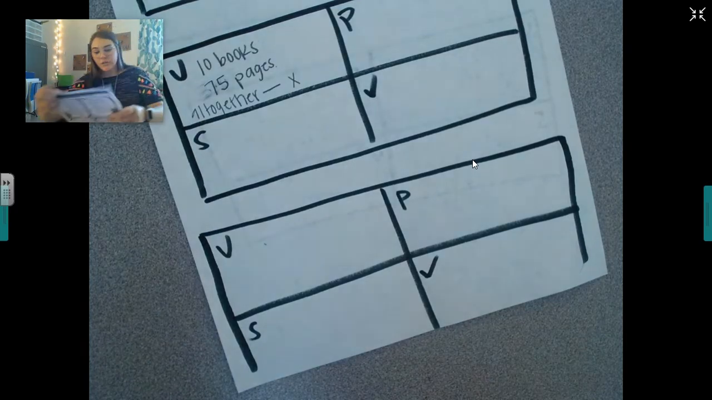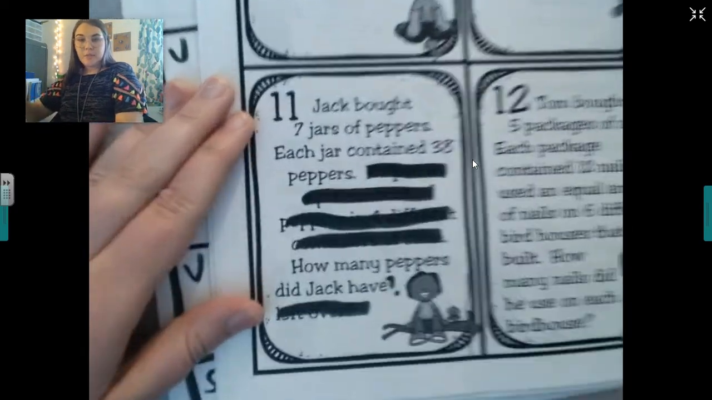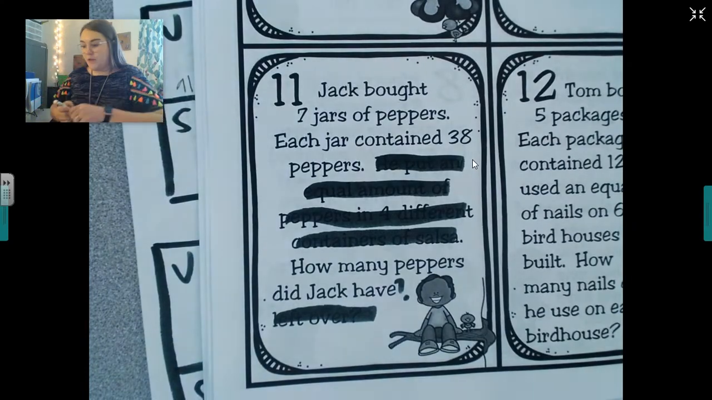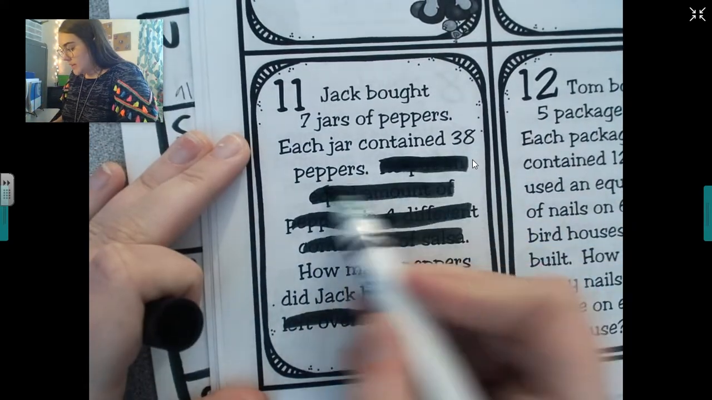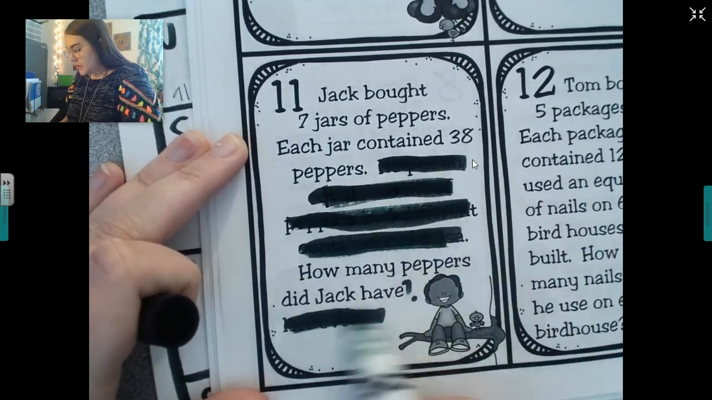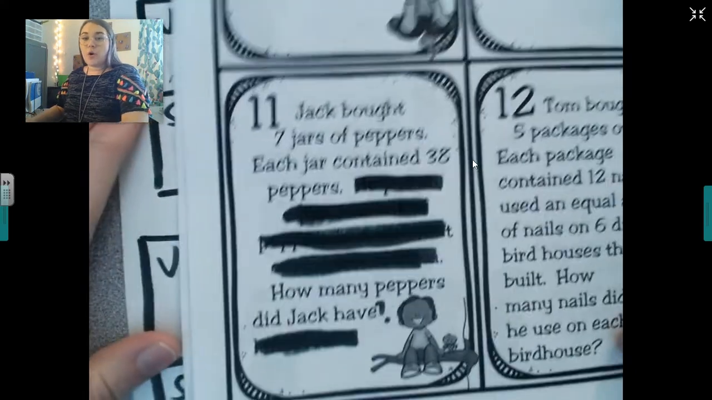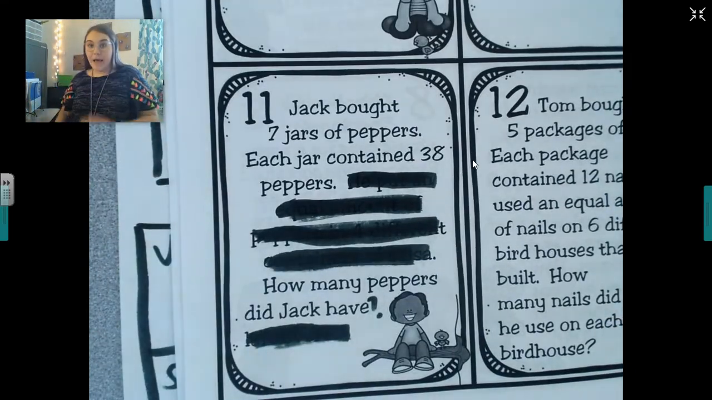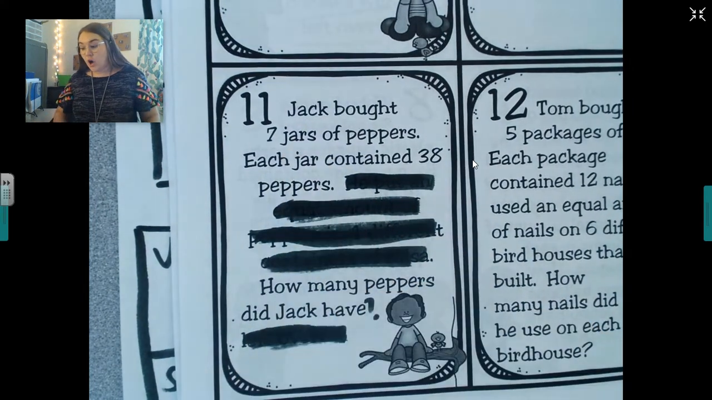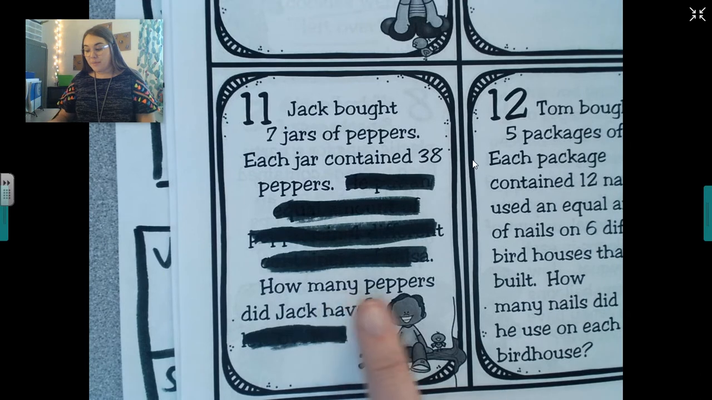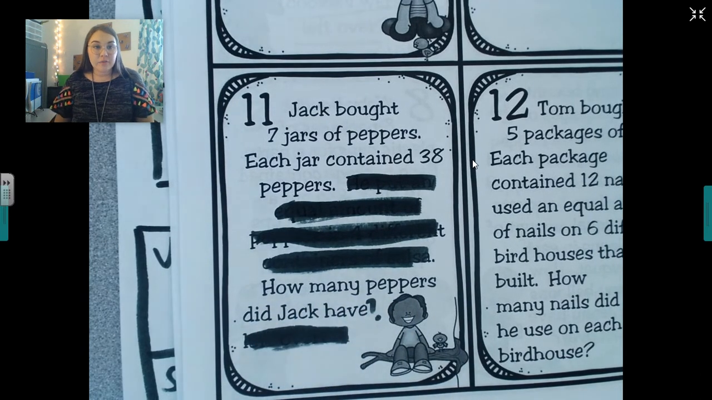Okay, so let's do this one. You're doing this one by yourself. I have marked part of the problem out because I only want you to do a part of it. So you have to do the whole entire UPS check by yourself. Jack bought 7 jars of peppers. Each jar contained 38 peppers. How many peppers did Jack have altogether?